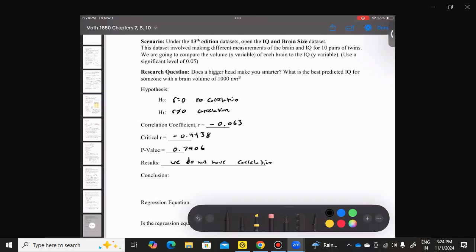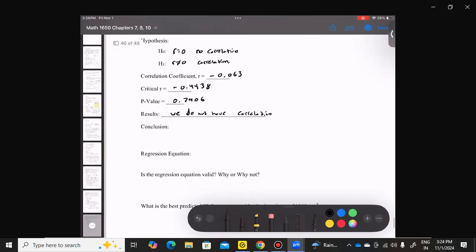So conclusion-wise, there is no evidence that having a larger brain increases your IQ.